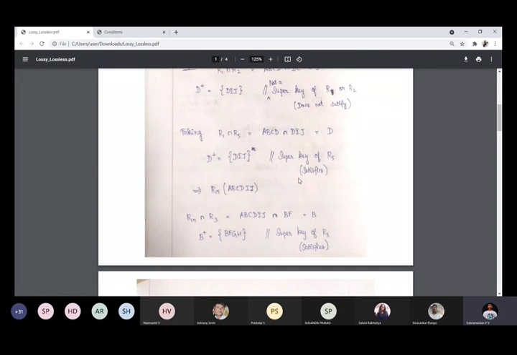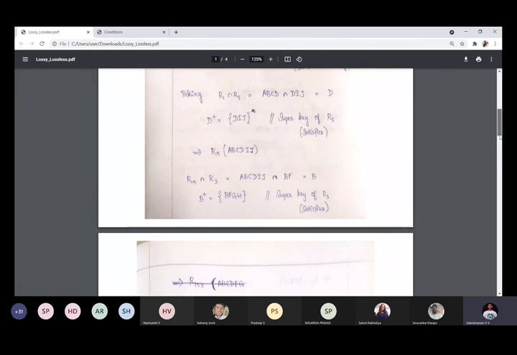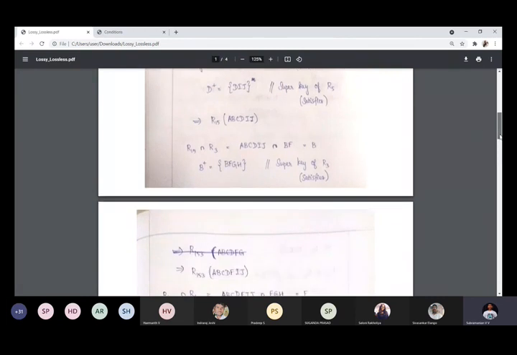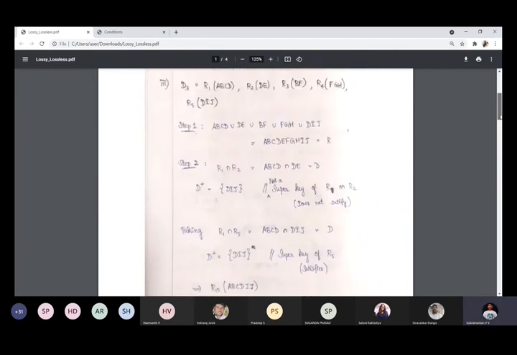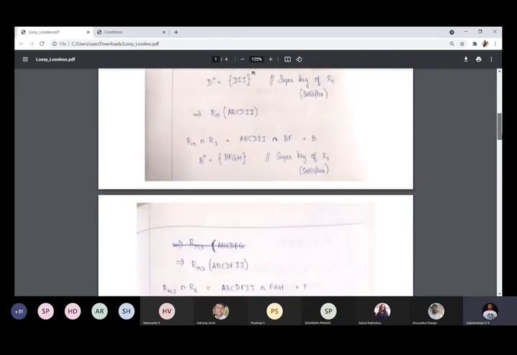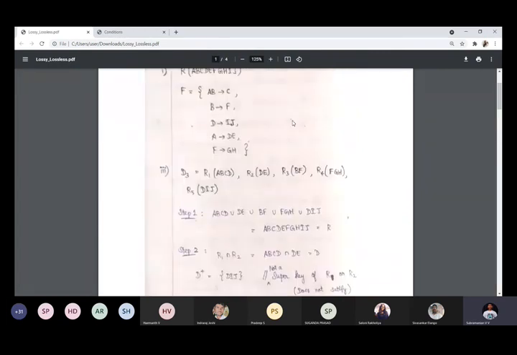Since we have 3 more relations to check, we take R15 as ABCDIJ, which is just merging both relations, and then we take it forward. So we have R15, and then we have 3 more relations. So we'll go with R3, which is BF. And if you take the intersection of them, it comes out to be B. And then for B closure, we look at the functional dependencies. B gives F. So naturally, B and F should be in the same closure.